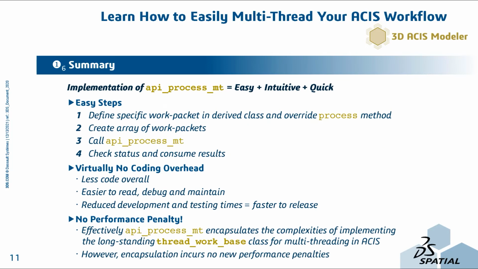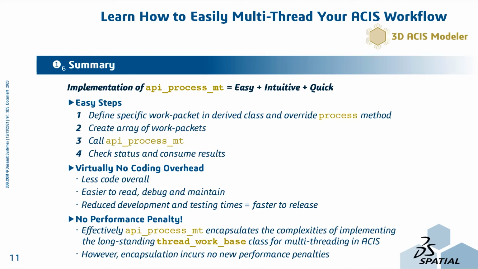Now we are ready for a quick summary of the new interface for multi-threading ACIS-centric tasks in ACIS-enabled applications. Overall, the implementation of the new interface is easy, intuitive, and quick compared to the long-standing interface via the underlying thread work base class. Let me briefly review the implementation steps for the new interface. First, define a specific work packet for an ACIS-centric task by deriving a user-defined class from the work packet base class and overriding the process method.